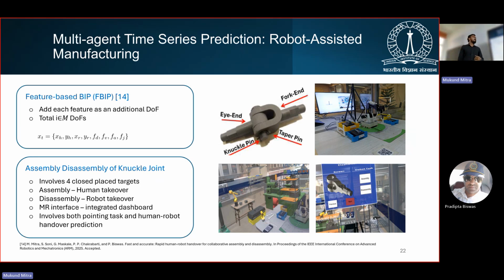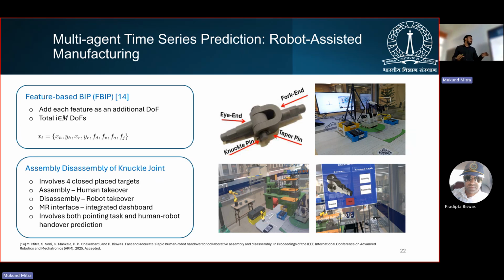Later on, we extended to higher degrees of freedom. The knuckle joint has 4 components. One is the knuckle pin, taper. The other ones are the taper pin, eye, and fork end. So there are 4 components, and the assembly task involves the human taking the object from the robot, and the disassembly task is the user giving the object to the robot. The robot knows where the components are kept, but not which component has been kept where.